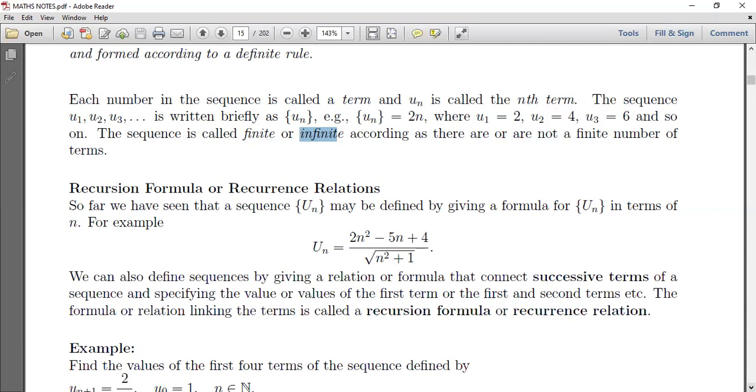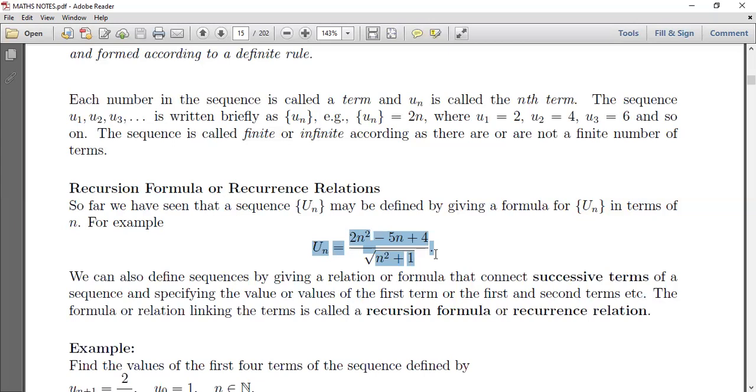The sequence can be given in the form of a formula, like this simple formula that we have seen here, or it can be any formula, like, for example, this sequence here. It's a sequence again. When it's given in the form of a formula, it's just a formula that we use to calculate Un.